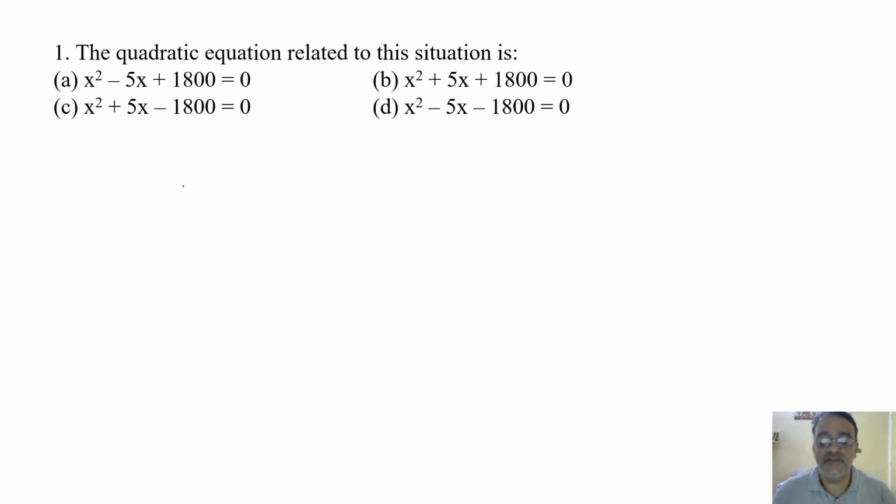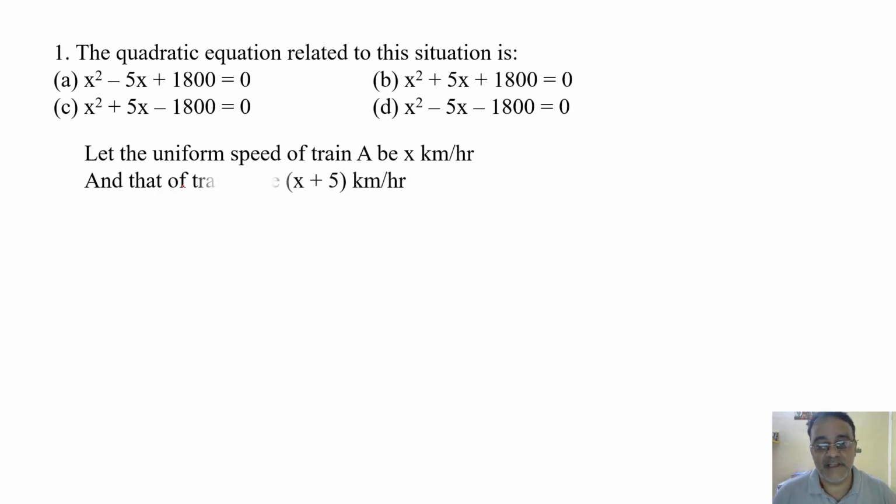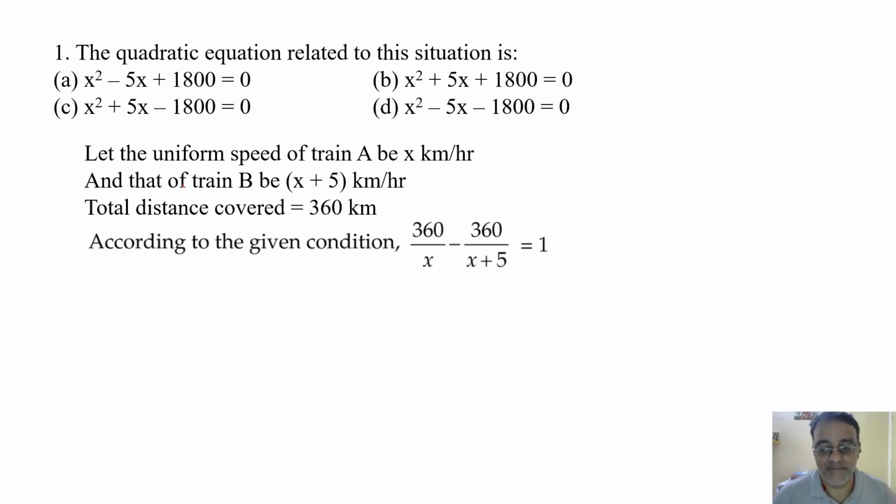So let the uniform speed of train A be x kilometer per hour. So train B का speed ज़्यादा है 5 kilometer per hour. So उसका हो जाएगा x plus 5 kilometer per hour. And total distance is given 360 kilometer. So according to the question, time taken by train A is more, right, than train B. So 360 by x minus 360 upon x plus 5 is equals to 1. This step is clear? Yes, sir.